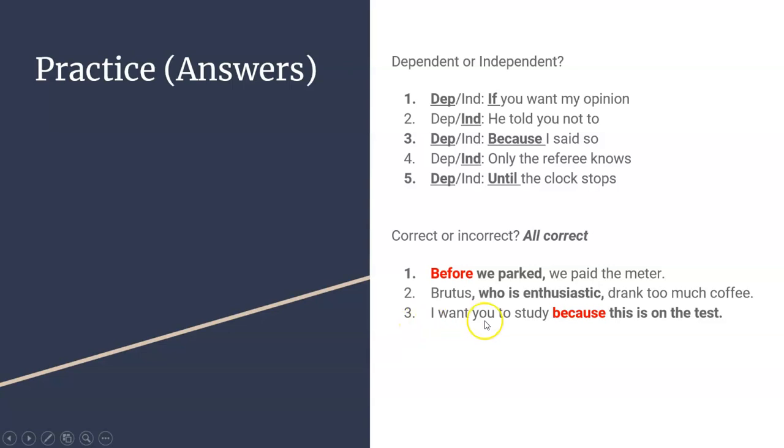And last but not least, "I want you to study, because this is on the test." "I want you to study" is a complete independent clause. "This is on the test" is also an independent clause, and I've got this "because" going on here. So this "because," an AWUBIS word, made this independent clause dependent, but because the independent clause comes before the dependent, I don't need a comma. I only need a comma when the dependent clause comes before an independent clause.